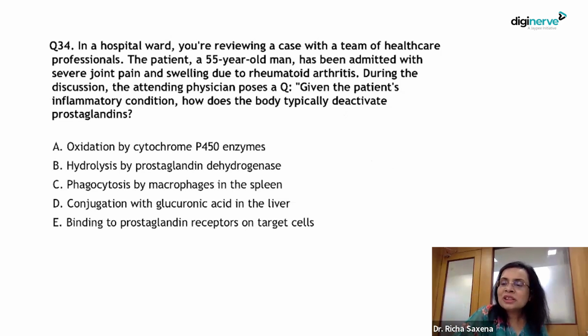So again, in this question, the question is basically, how does the body deactivate prostaglandin? But they've given you a big clinical scenario just to intimidate you. So don't get scared of such big questions. So what's the answer in this case?